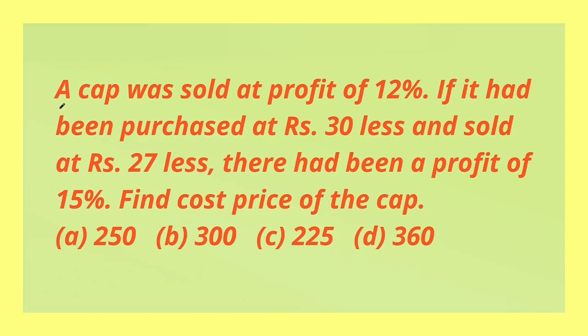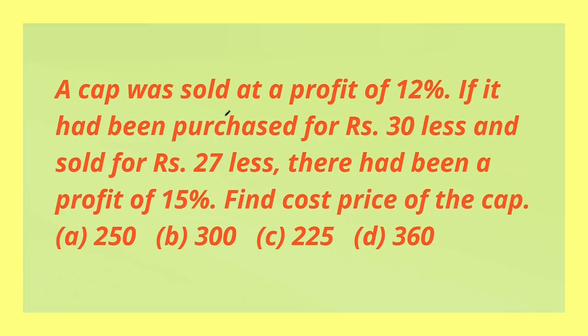Our question is, a cap was sold at a profit of 12%. If it had been purchased for rupees 30 less and sold for rupees 27 less, there would have been a profit of 15%. Find the cost price of the cap. The given options are option A 250, option B 300, option C 225, option D 360.